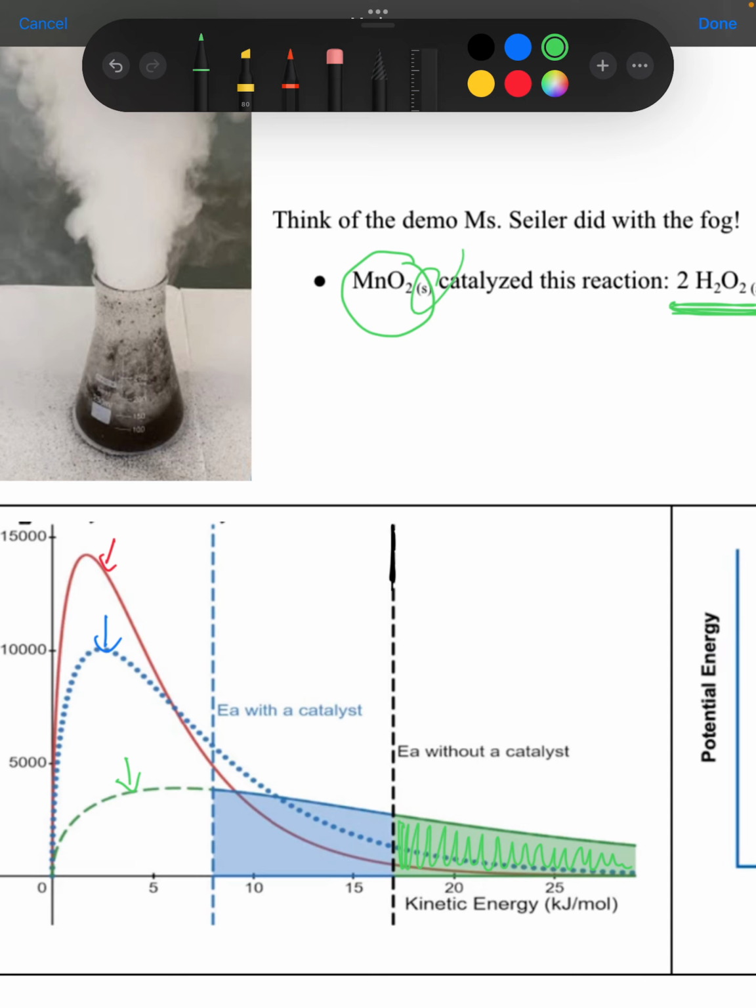But if we add a catalyst, what happens is that activation energy line shifts to a lower amount of kinetic energy. So we're seeing that over here. So suddenly in our green sample, because we've added a catalyst and we've reduced the amount of energy they need to hit each other with, we see that a much larger percentage of that sample is able to react, and that will speed up the reaction overall.